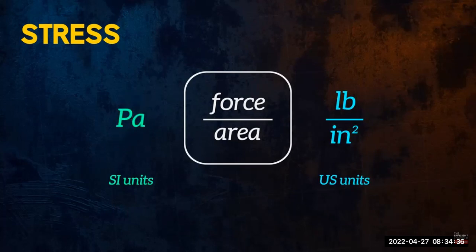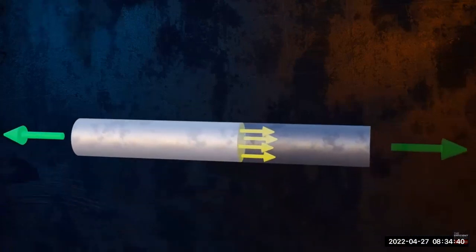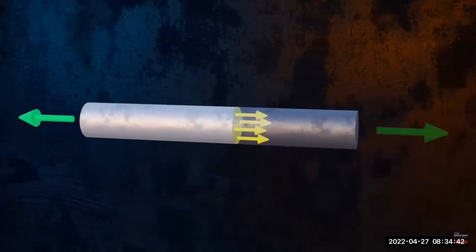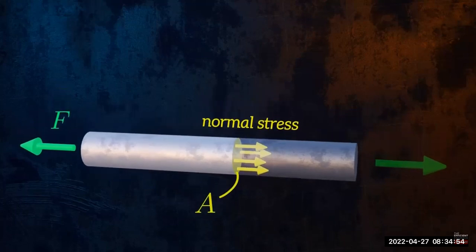In the case of our axially loaded bar, the internal forces are acting perpendicular to the direction of the cut we made. This type of stress is called normal stress. We can calculate the normal stress in our bar as the applied force F divided by the cross-sectional area A of the bar.